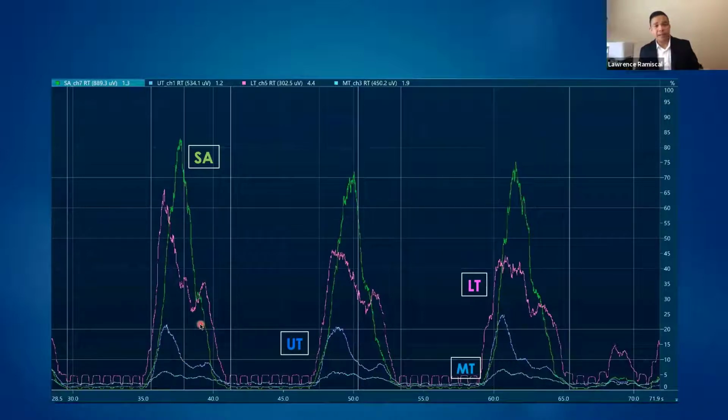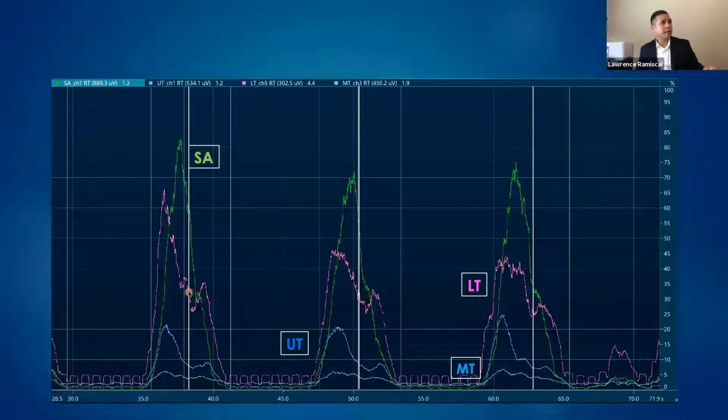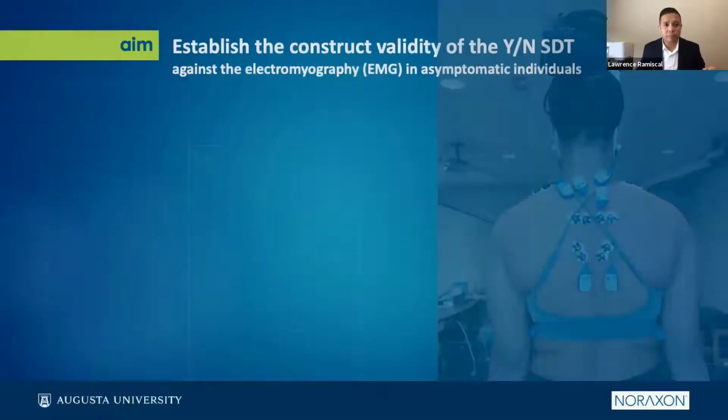So these are already processed EMG, and you can see that that's the reason why the differences in the amplitude are very clear already. And here's that separation I was telling you about. So are we good? I guess everybody has a good idea of what I was looking for.